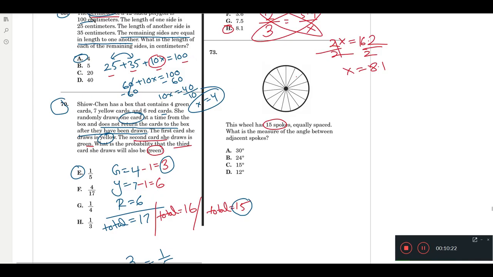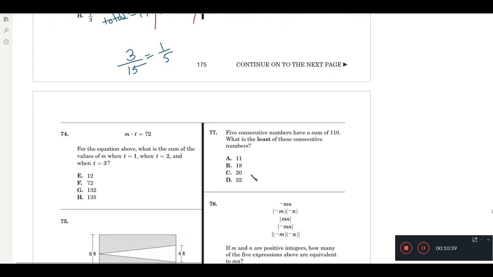Just divide 360 by 15. Each and every one. So how many degrees are in there? 360 divided by 15. What do we get? 24. Okay, that's it. You guys understand? Because the circle is 360 degrees.